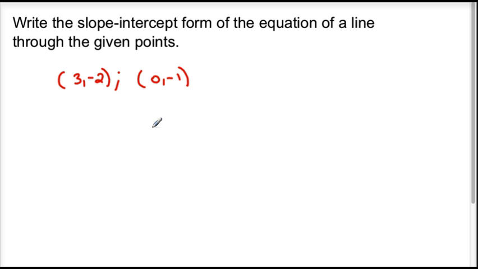Okay, now let's take a look at our last example. Write the slope-intercept form of the equation of a line going through the 2 points 3, negative 2 and 0, negative 1. Again, my goal is to get into y equals mx plus b, which is my slope-intercept form. Questions I want to ask myself: do I have a slope? I do not. Do I have a y-intercept?